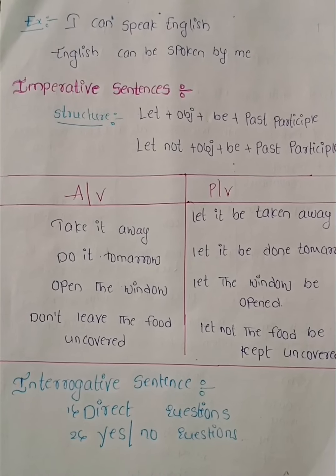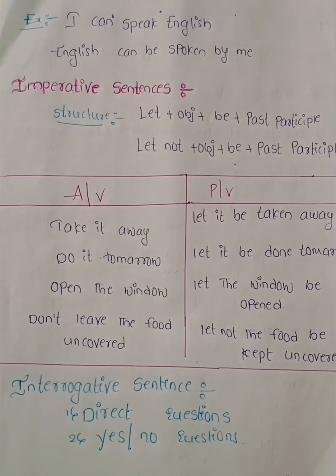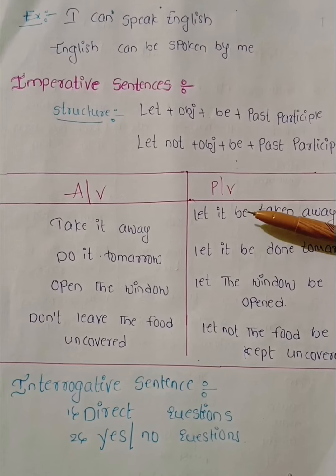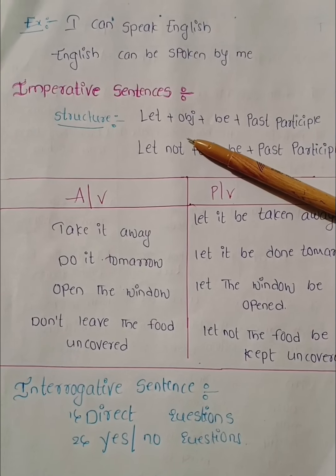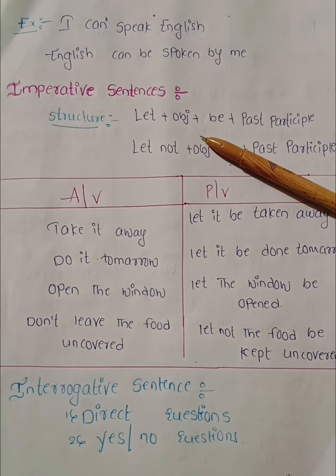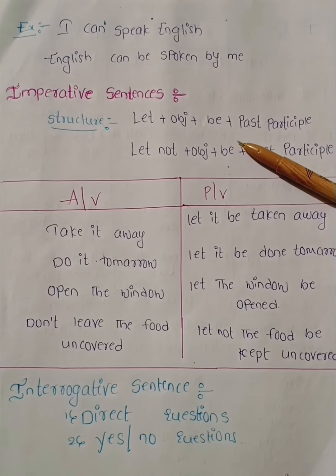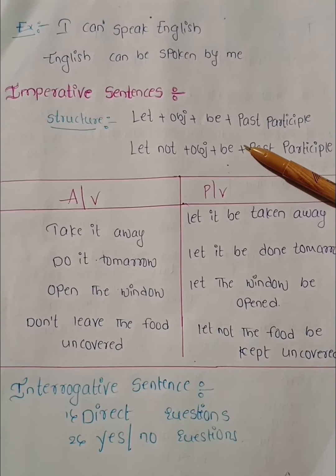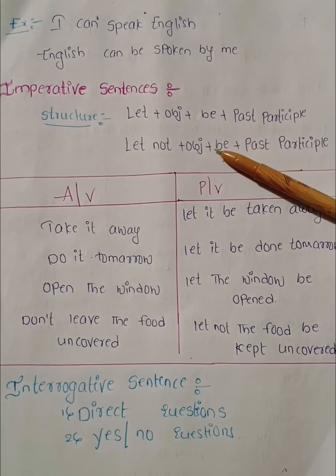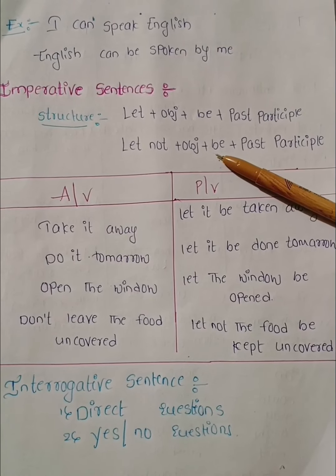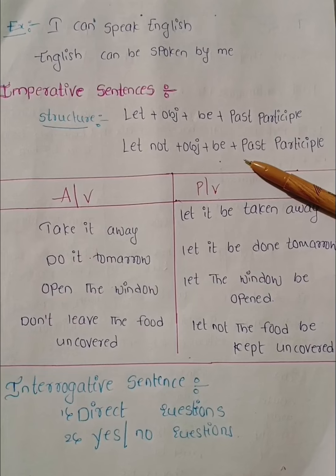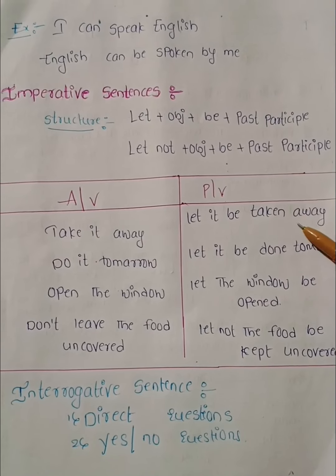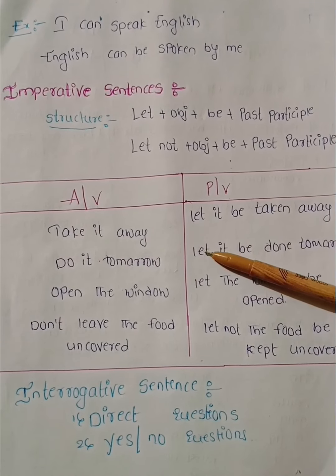We have to remember this structure while converting imperative sentences from active voice to passive voice, that is, let. First we have to write let, then the object, then be, then the past participle. If the sentence is negative, we have to use let not, then the object, then be, then the past participle. Okay, let's see examples. Take it away.